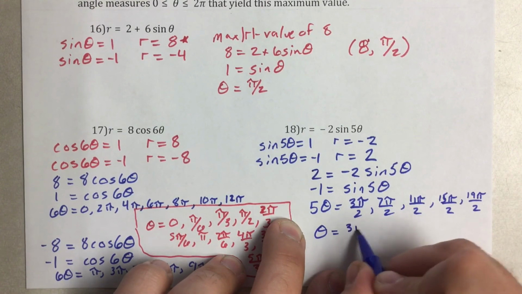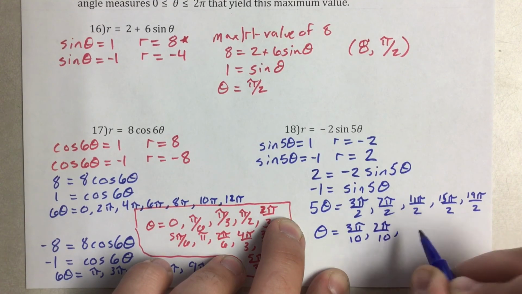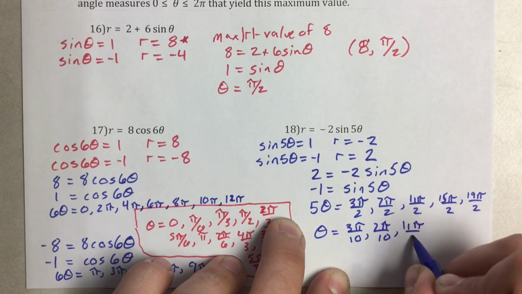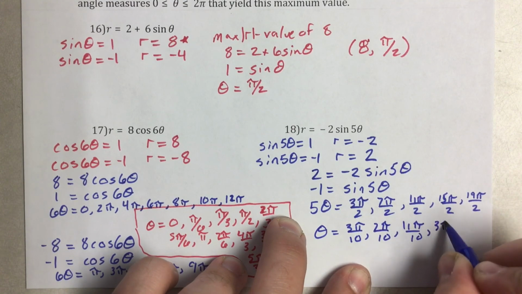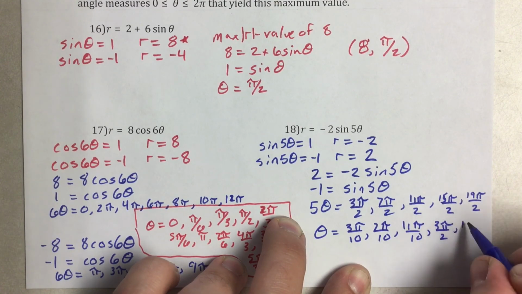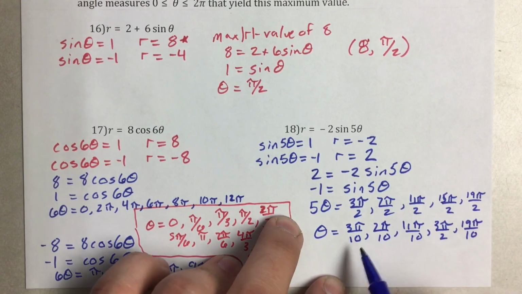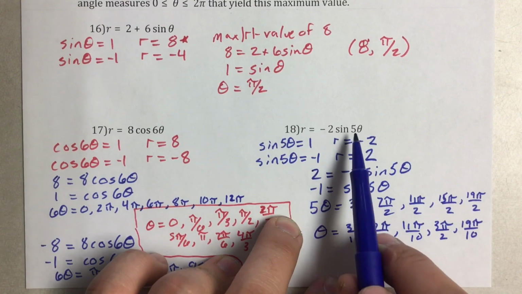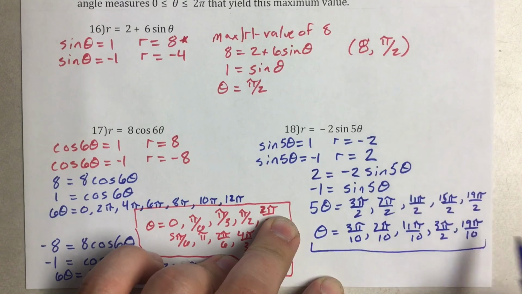In doing so, we get 3 pi over 10. We get 7 pi over 10. We get 11 pi over 10. We get 15 pi over 10, which simplifies to 3 pi over 2. So now we're getting close to the end because we're in the fourth quadrant. And then 19 pi over 10, which is 1 away from 20 pi over 10, which is 2 pi. So we're good. And also I know I'm done because I have 5 petals, 1, 2, 3, 4, 5 angle measures.